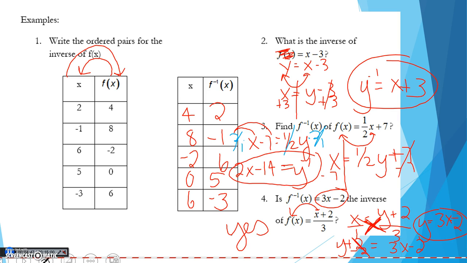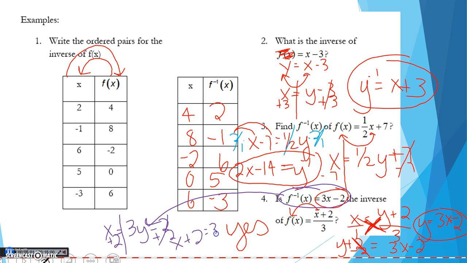You could have taken the actual inverse, so I could have taken this, and I could have switched the x and y in that. And if I would solve that, I would get back the original function, x plus 2 over 3, which is what they gave us. So either way would be proof that it works.